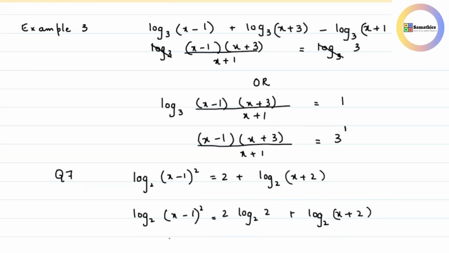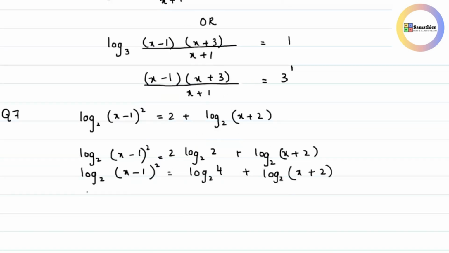Now what you can do here, you can make this 2 as a power of this 2. So this will become log 2 (x minus 1) whole square is equal to log 2 of 2 square. So 2 square will become 4. Then we have log 2 (x plus 2), right?